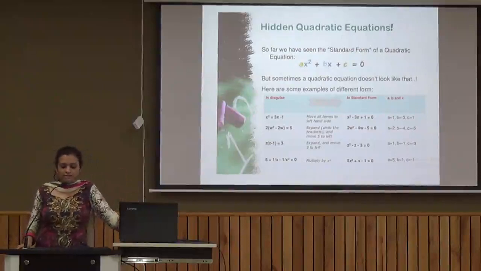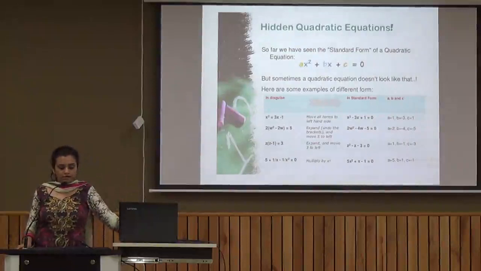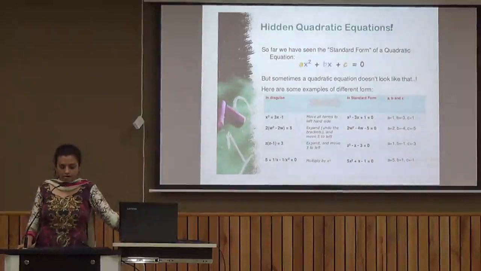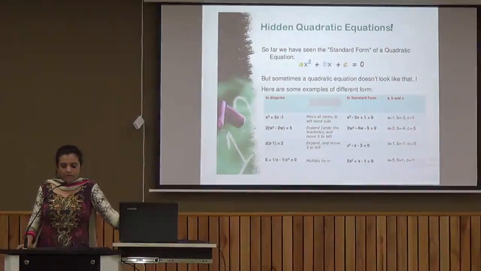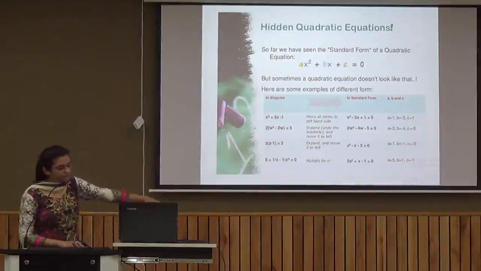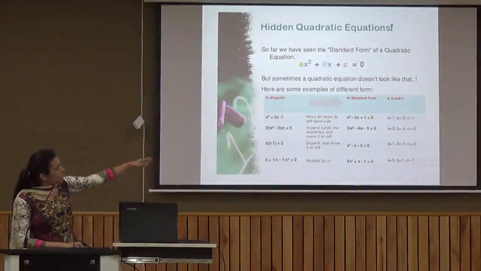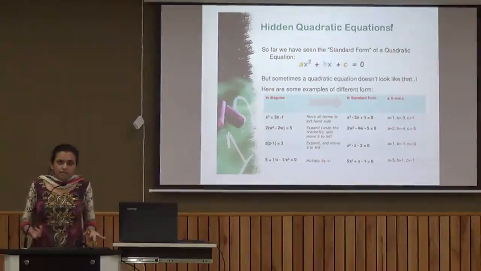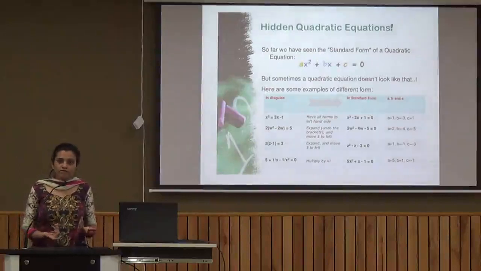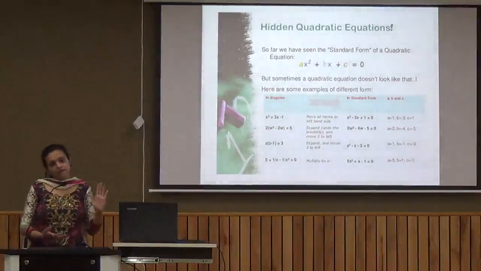So far we have seen the standard form of a quadratic equation, which is ax squared plus bx plus c equal to 0. But sometimes a quadratic equation doesn't look like that. Here are some examples of different forms. Look at the first one. In this, guys, x squared is 3x minus 1. Now you would say, ma'am, x squared is 3x minus 1, where is the standard form? Where is the equation?